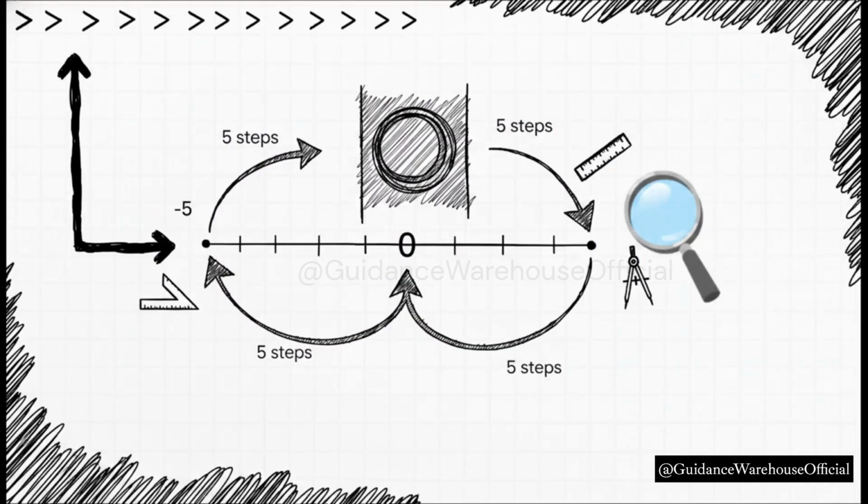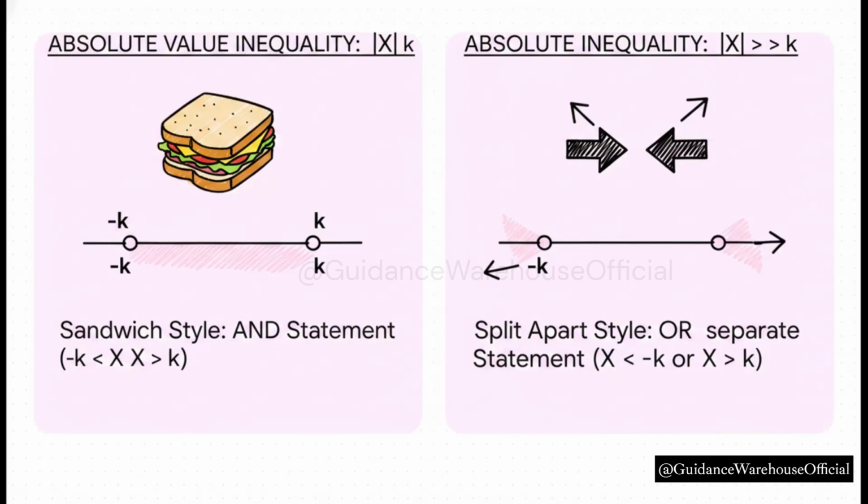Next up, absolute value. Please don't let those 2 vertical bars scare you. They just mean one simple thing. How far away is this number from 0 on the number line? That's it. So the absolute value of 5 is 5, because it's 5 steps away from 0. And the absolute value of -5 is also 5, because it's also 5 steps away. Distance is always positive, right? So absolute value is always positive. Simple as that.